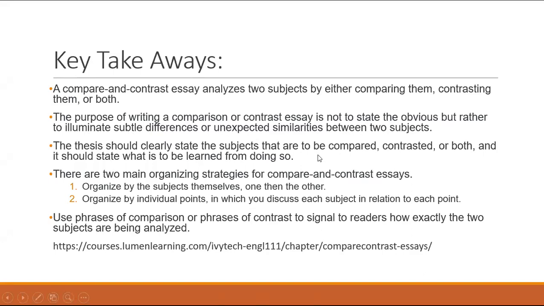The thesis should clearly state the subjects that are to be compared, contrasted, or both, and it should state what is to be learned from doing so. There are two main organizing strategies for a compare and contrast essay: organizing by the subjects themselves, one then the other; or organizing by individual points, in which you discuss each subject in relation to each point. So number one, block organization. Number two, point by point. Use phrases of comparison or contrast to signal to the readers how exactly the two subjects are being analyzed. So at the end, we are talking about transition words, indicators, transition signals, or phrases that tell you how two subjects are analyzed, how they are similar and how they are different.